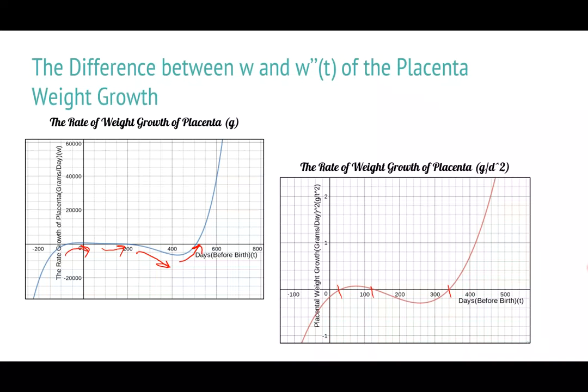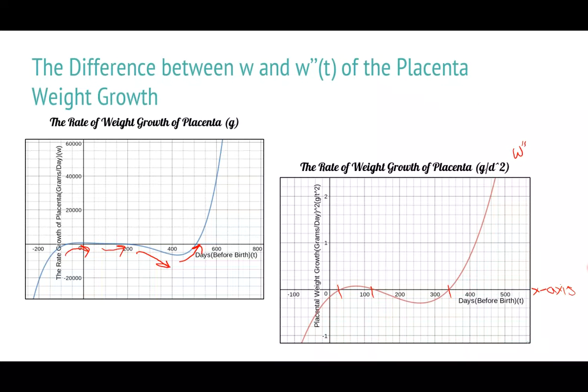We also wanted to see the difference between W and W double prime of T of the placenta weight growth. So we also had to take the second derivative. We also had to take the antiderivative of the original function, the polynomial of degree 4 of the placenta, which was the fitted equation.